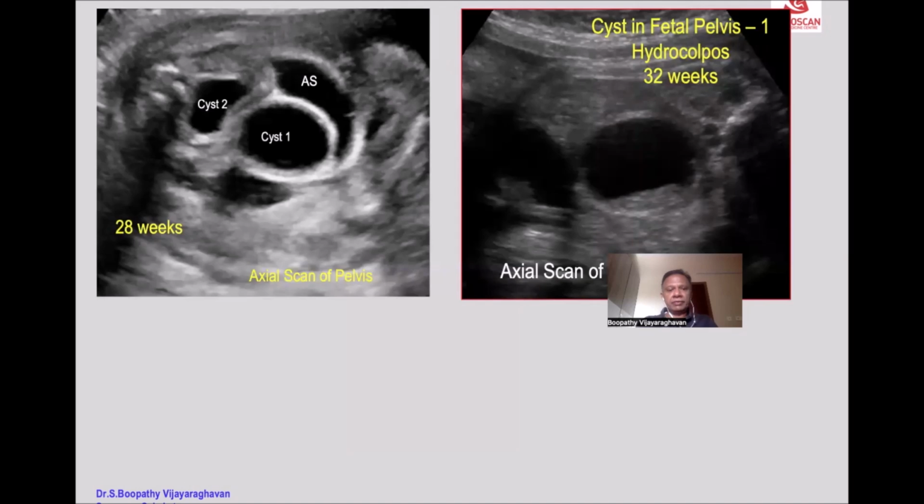And we have seen another case scenario of cyst in the fetal pelvis, which after the final approach to diagnosis, it was a case of hydrocolpos, which was diagnosed at 32 weeks, where the two cysts in the pelvis were in the anteroposterior direction. And here in this current case at 28 weeks, there is ascites, and you see two cysts again in the anteroposterior direction.